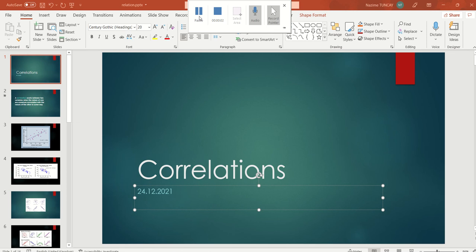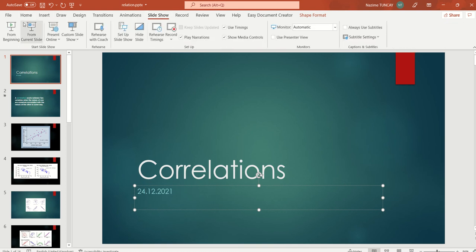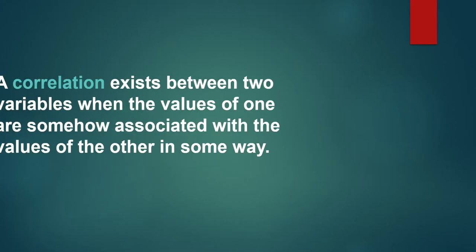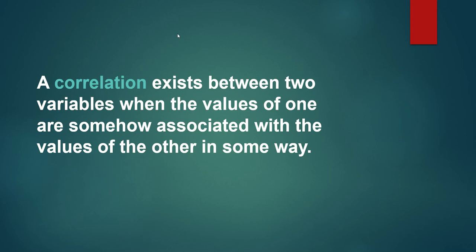Today we are going to see correlations, and let us learn what they are. A correlation exists between two variables when the values of one are somehow associated with the values of the other in some way.